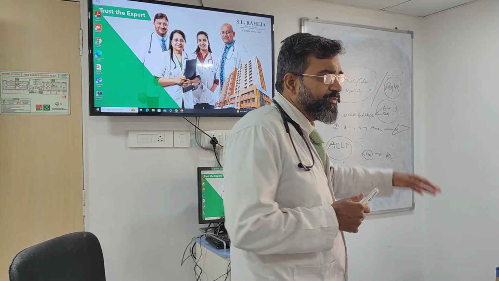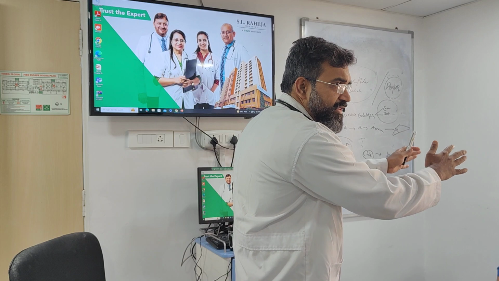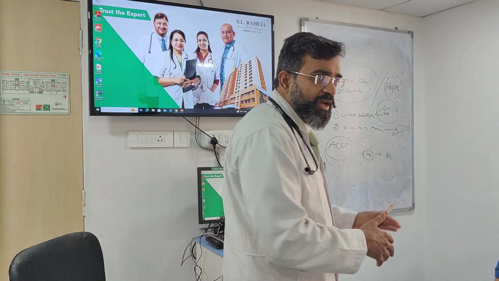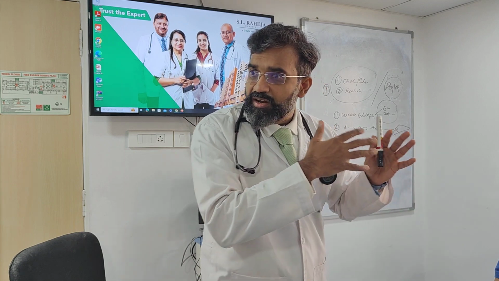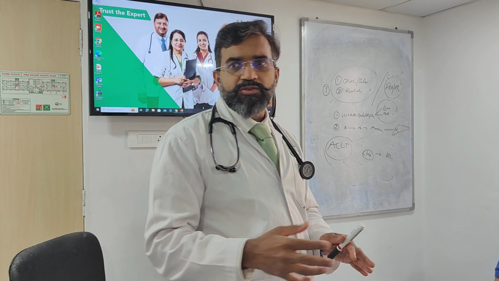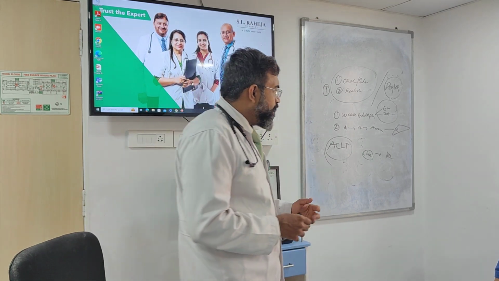But retention enema is completely different. Retention enema is where I want lactulose at that particular place for a long period of time so that it works on these organisms and causes evacuation of the bowel. So I want it to be inside the gut for a long period of time. That's why it's called a retention enema. So for a retention enema, how do you use it?